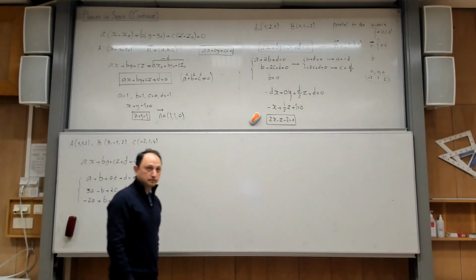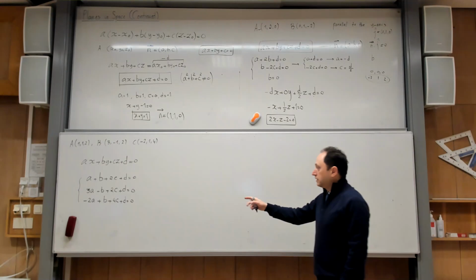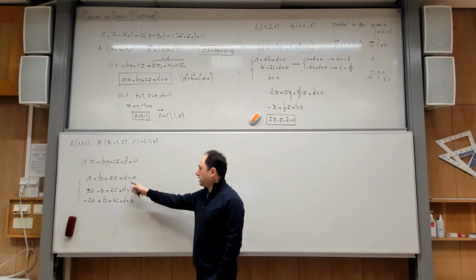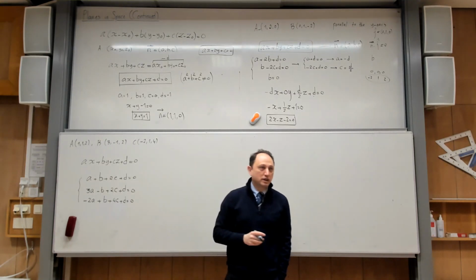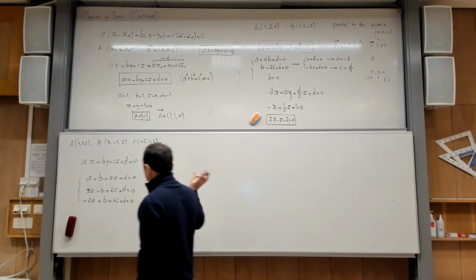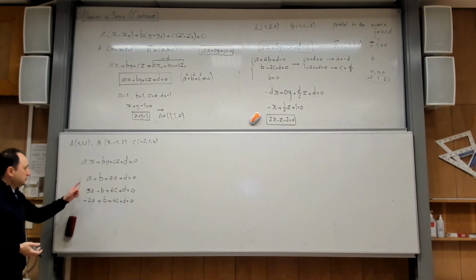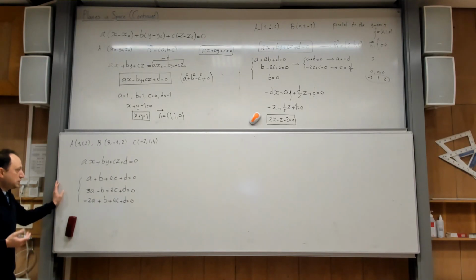Yes? But the point is that this system has infinitely many solutions. Why? Because I have 4 unknowns, but I have only 3 constraints. So 1 degree of freedom will be left. How can I deal with that? The previous system was easy, but here it's more involved because you have all 4 unknowns appearing in all equations. You shouldn't get confused.